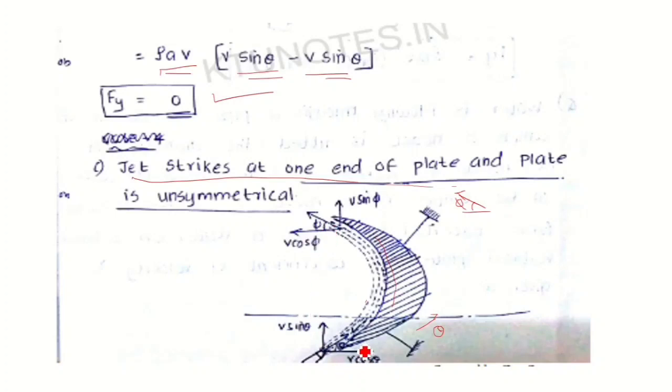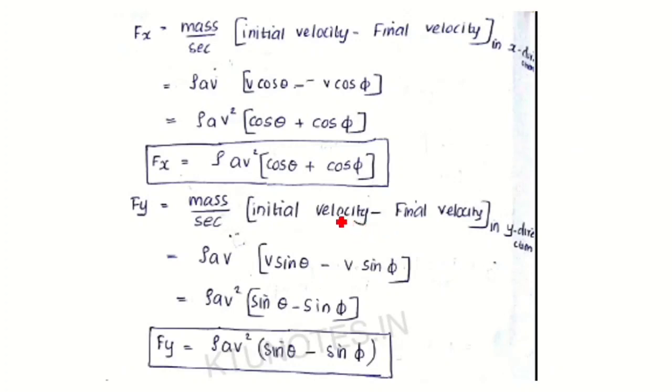So the velocity with which the jet strikes the plate is v. The y component becomes v sin theta and the x component becomes v cos theta. Theta is the angle with which the jet strikes the plate and it is leaving at an angle phi. So the x component of the velocity becomes v cos phi and the y component becomes v sin phi. So what will be the force components in x and y direction?